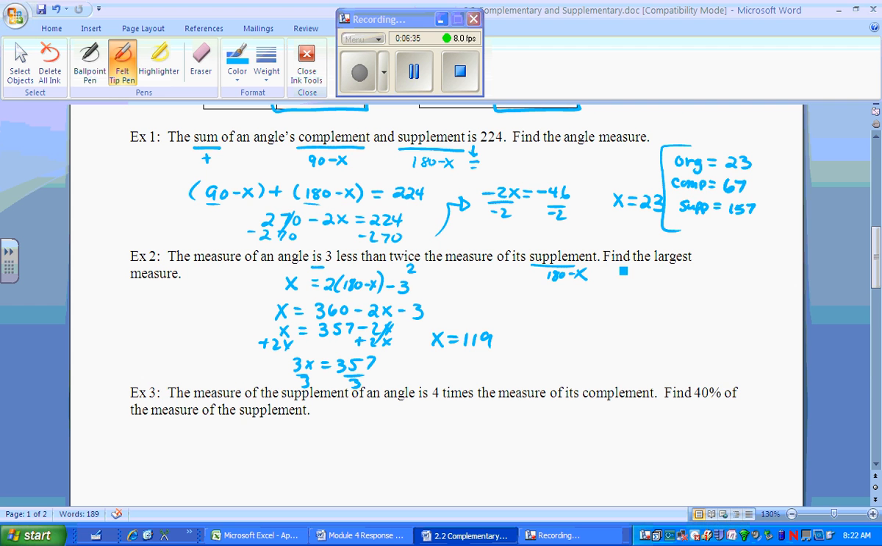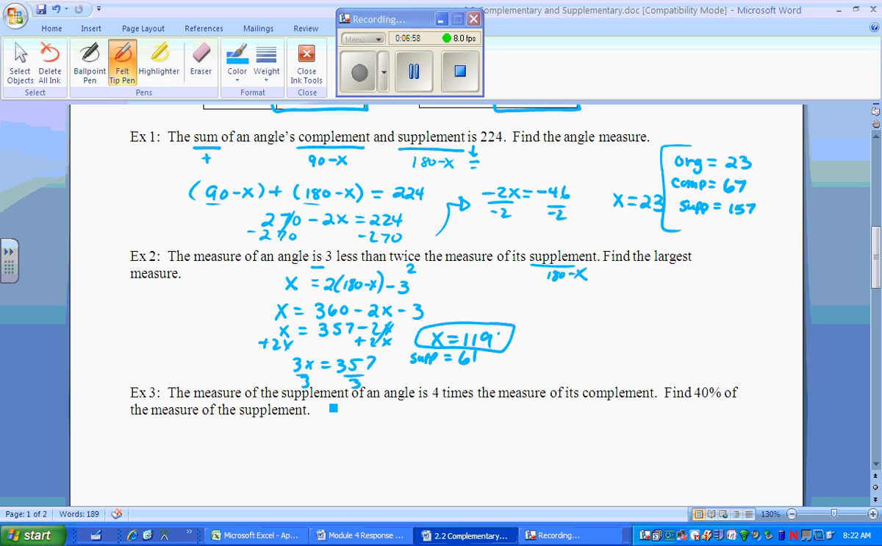It says, find the largest measure. Well, that's the original. The only thing we were talking about was the supplement, so you can find the supplement to 119, which is 61. So which one is larger? The original angle was larger at 119. You should have known that because it was already over 90 degrees, so then that would have been your answer.